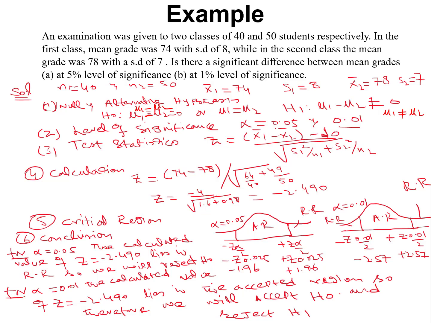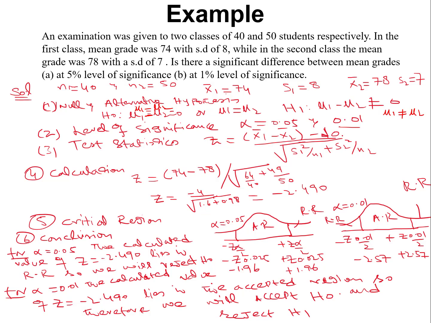Okay, these things are important. If x2 is greater than x1 in the alternative, you need to put x2 minus x1. If x1 is greater than x2, then we need to put x1 minus x2. But if the test is a two-tail test, then it doesn't matter whether you write x2 bar minus x1 bar or x1 bar minus x2 bar.